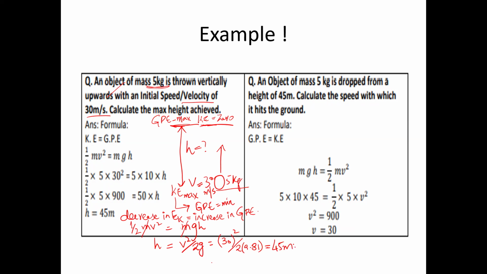Yes, student, tell me, is this understandable? Yes, sir. Yes, sir. Right? So the energy conversion concept should be in your mind.